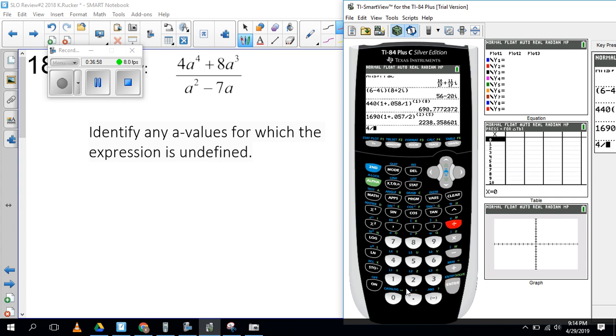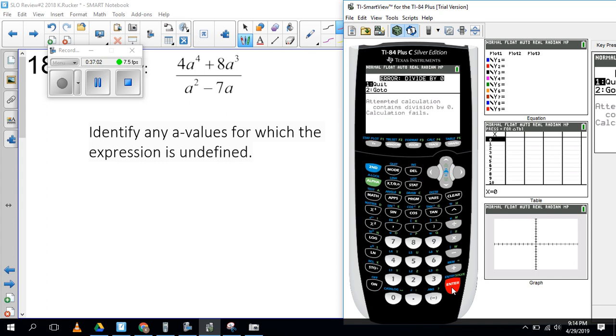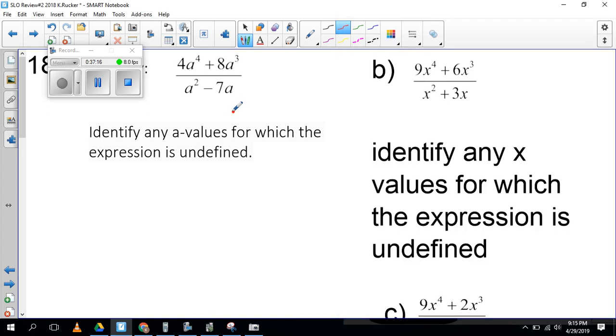4 divided by 0, it says error. It says divide by 0. You cannot do it. And some calculators even say domain error, because you cannot divide by 0. So basically what it's saying here, we want to know what values make this a 0 at the bottom. So what we're doing, we're going to look here and we're basically setting it equal to 0.